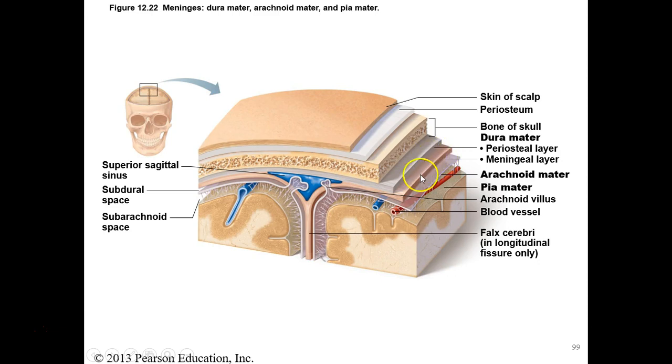actual meningeal layer, which is the layer which in some cases, in certain locales, will separate and will actually extend down into major fissures to form partitions between. In this case, this looks like it's in the longitudinal fissure, so it's separating the right and left cerebral hemispheres.